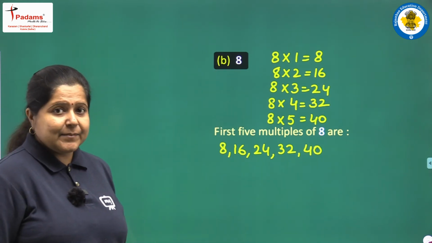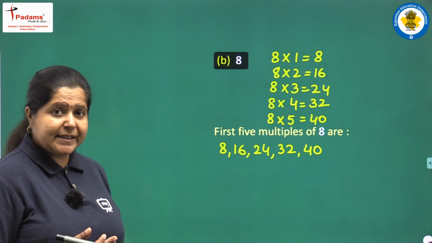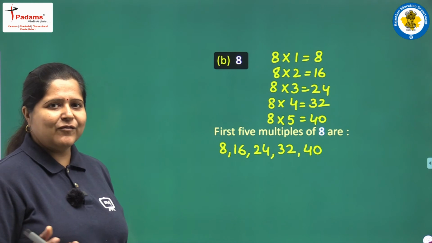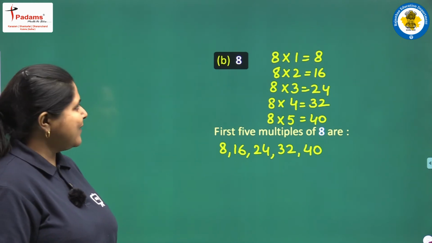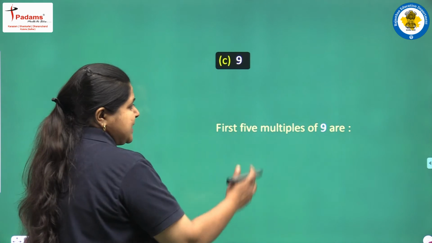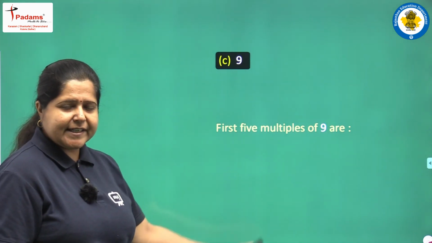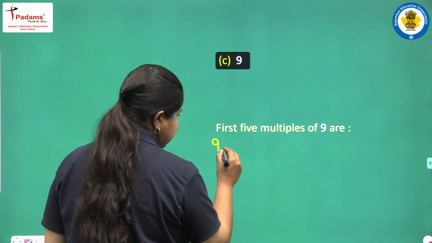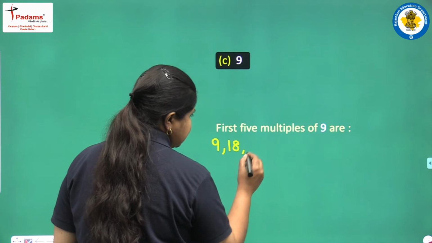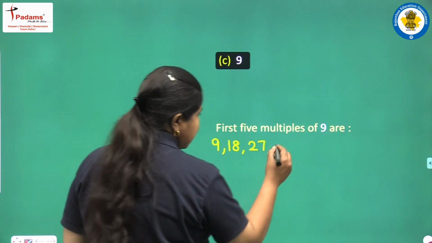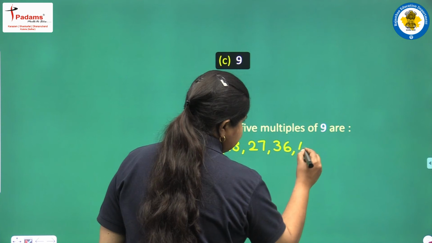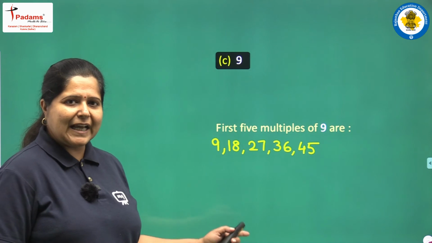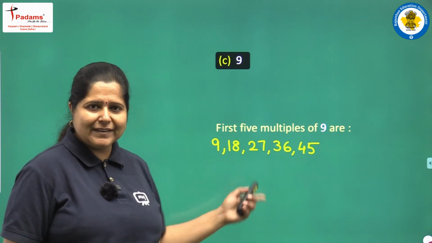In this way. Similarly, if you are asked first 6 multiples or first 10 multiples, you can simply write the table up to 6 or 10, whatever has been asked. Then we have first 5 multiples of 9. Let us write them directly. Simply the table of 9 is enough for us. 9 ones are 9, 9 twos are 18, 9 threes are 27, 9 fours are 36, 9 fives are 45. These are the first 5 multiples of 9. We have simply written the table of 9.